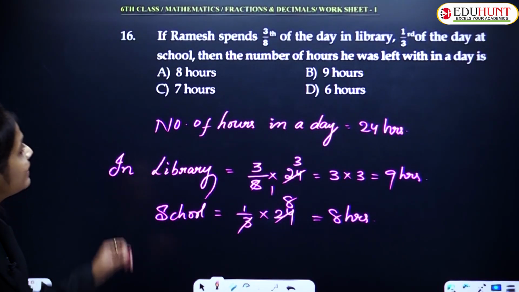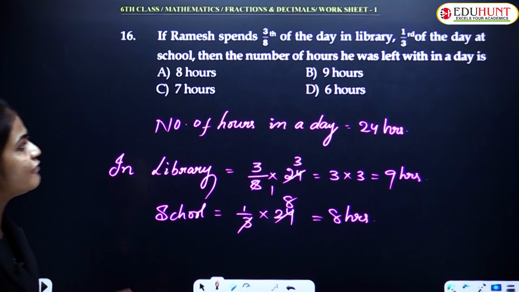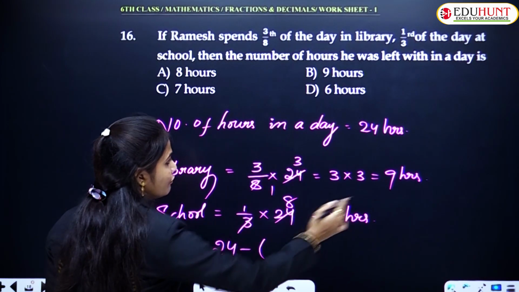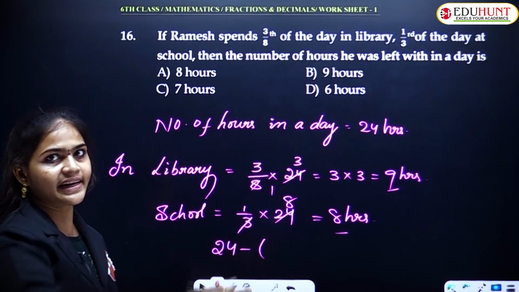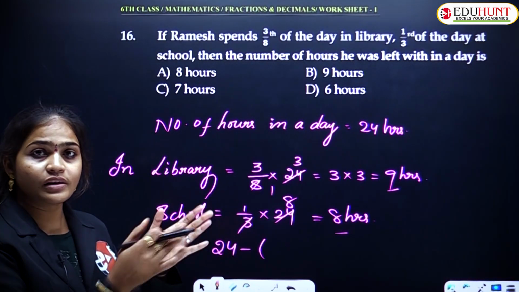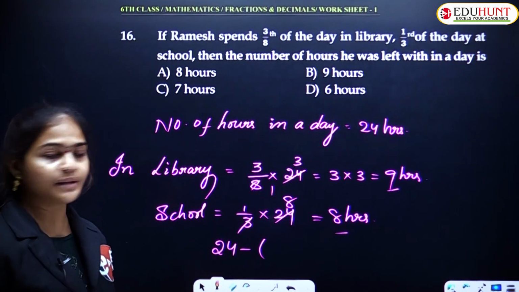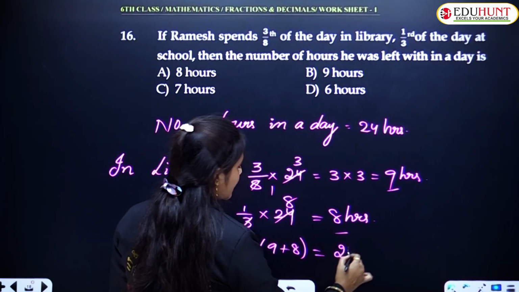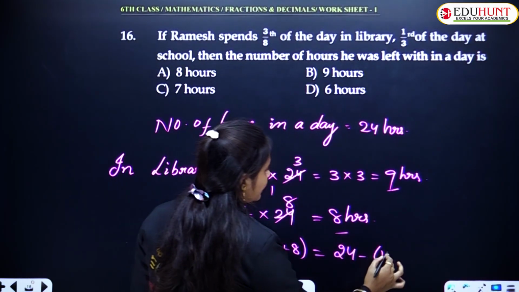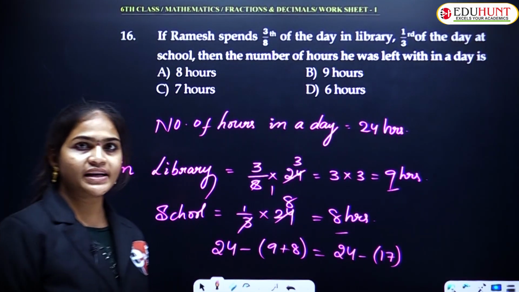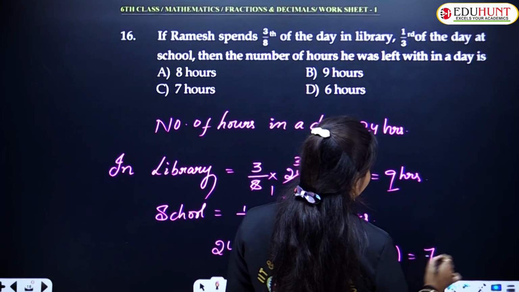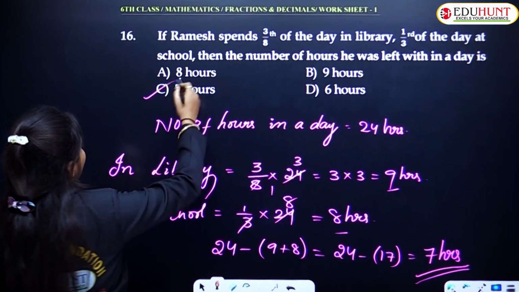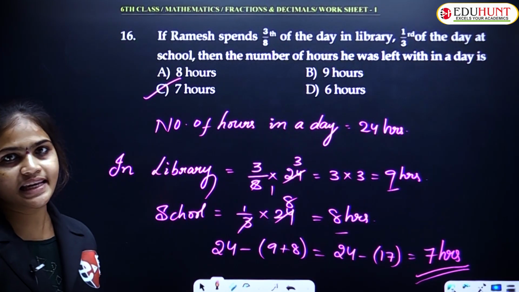And finally they are asking the number of hours he was left with in a day. So total hours 24 minus these 2, I mean 9 hours and 8 hours he spent outside. So how many hours are left with him? See that, 9 plus 8, which is equals to 24 minus 17, which is equals to 7 hours. So he was finally left with 7 hours. Which option is correct? Here option C is correct.